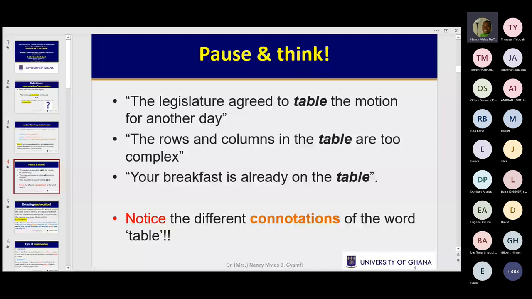Very good. If you get that, you understand equivocation, which is shortly ahead of us. On the screen now, you see examples with the word table. So the legislature agreed to table the motion for another day.